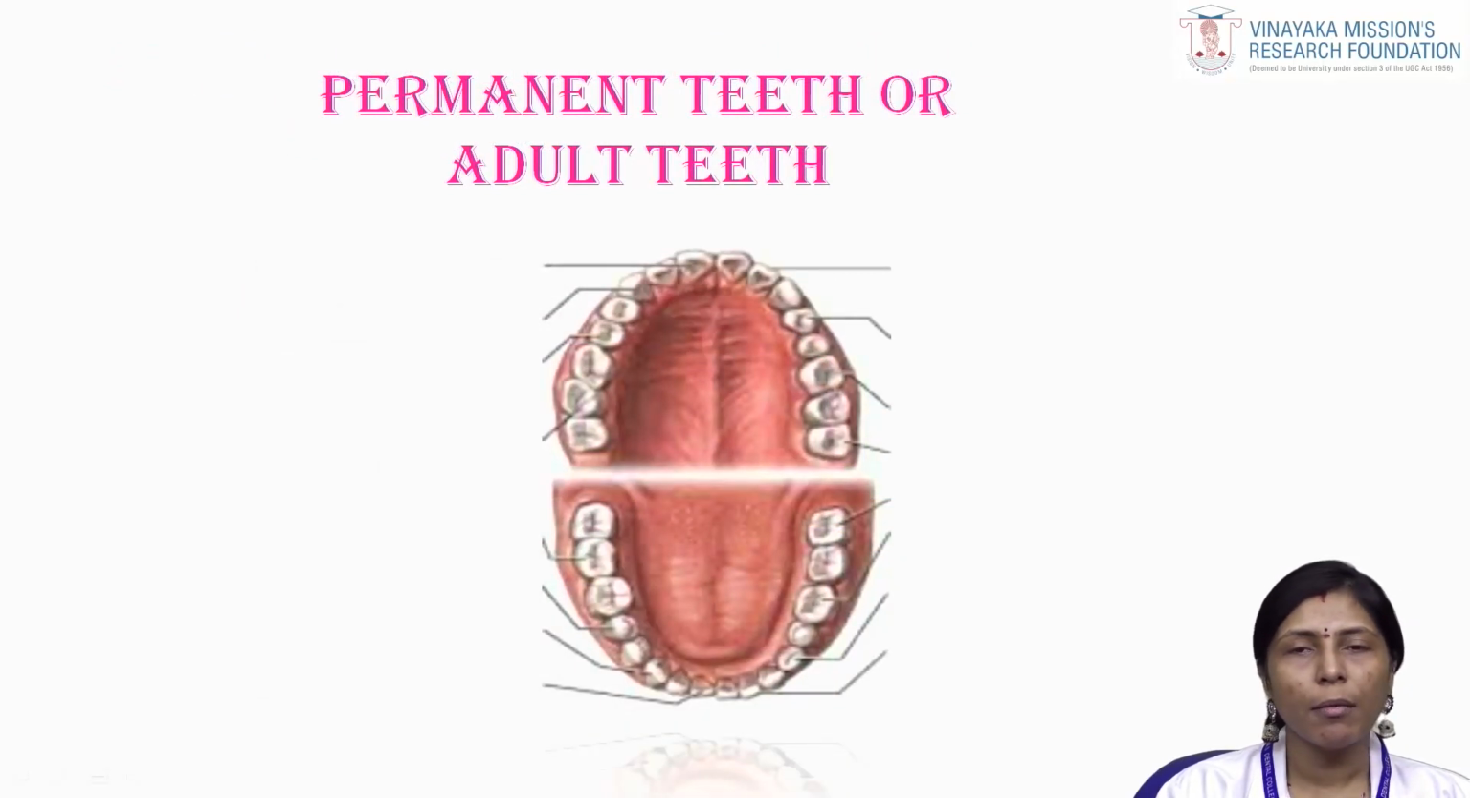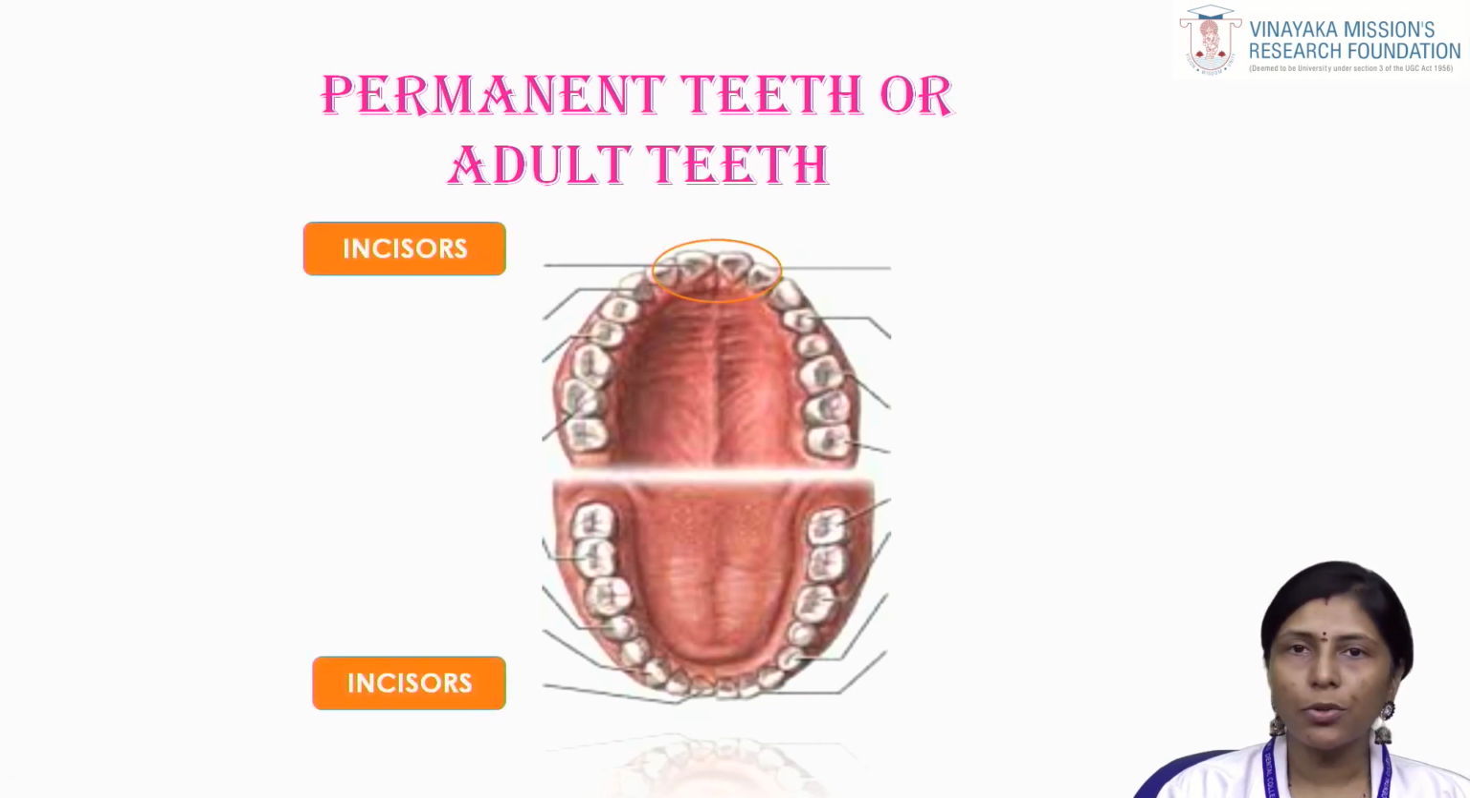Whereas, in case of permanent dentition, you have 32 teeth. That is, similar to deciduous dentition, you have incisors. 4 incisors in each jaw, 2 in a quadrant or one side of the one jaw. So, incisors, central and lateral incisor, 4 incisors in a jaw. Next to incisors, you have canine.